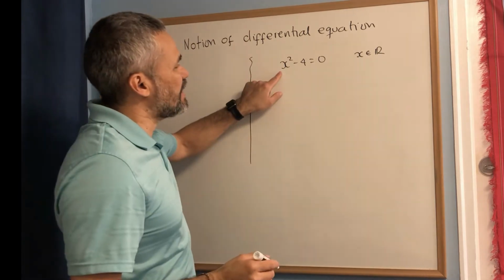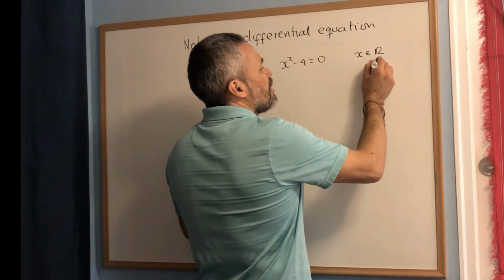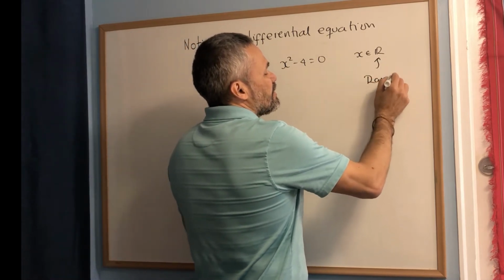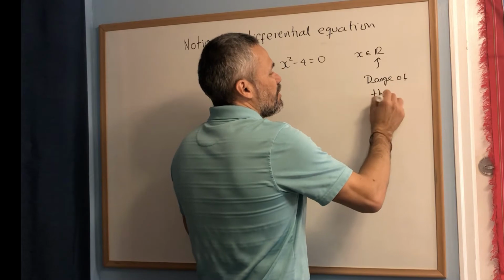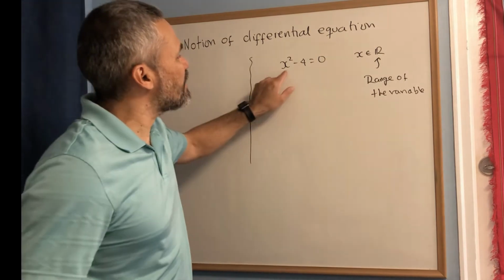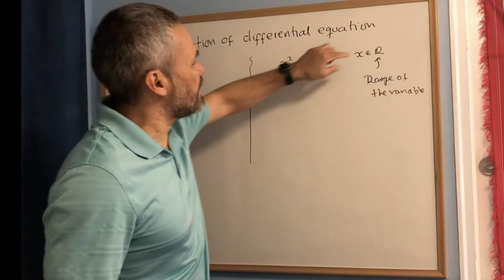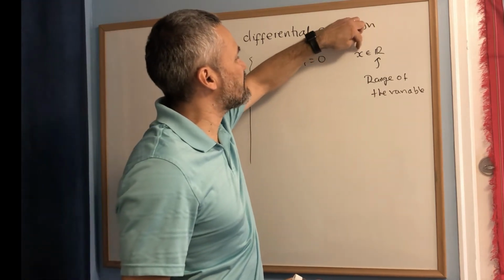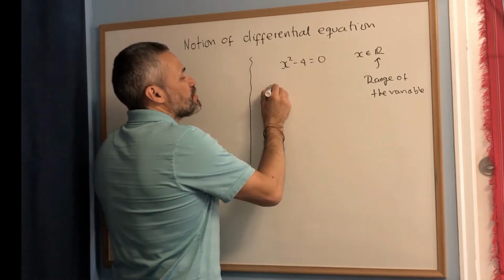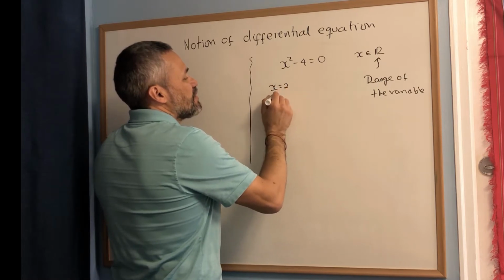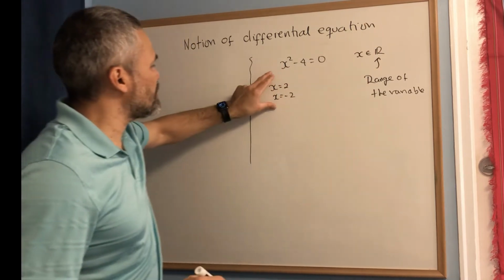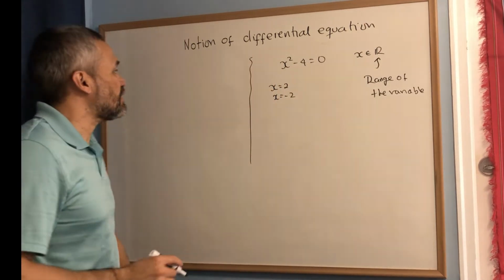We have a variable which is x, and usually when you have a variable and you're looking for an equation, we have the range of the variable. In this case, the range of the variable tells us what we should try to replace that x for. And in this case, it says try to replace x with any real number. And if we have something like this, then we know that the solution is x equal 2 or x equal negative 2. Out of all possible real numbers, these are the two that satisfy that equation.